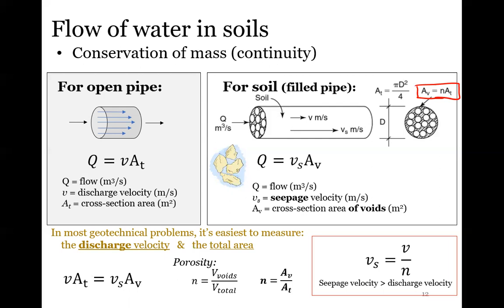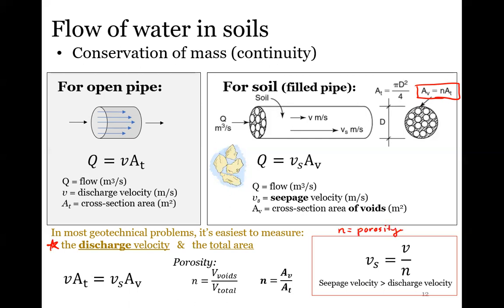In most geotechnical engineering problems, it's easy to measure the discharge velocity and the total area of a tube filled with soil. Since porosity is the volume of voids divided by the total volume, and if we're looking at a cross section instead, then the volume of voids over total volume is also equal to the area of voids divided by the total area. That means the actual velocity of water going through our soil is equal to the discharge velocity divided by the porosity. So this n, again, is the porosity.